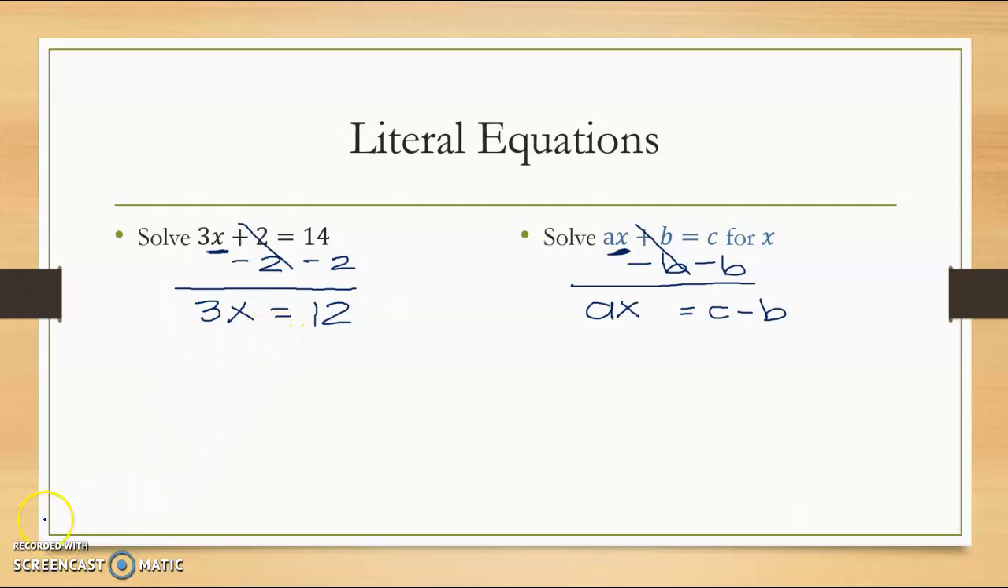Now, we haven't actually gotten x by itself yet. There is one more thing that we need to do to get x by itself. We have to divide both sides by 3, right? This is 3 times x, and we can undo that multiplication with division, right? 3 divided by 3 is going to cancel, and so that leaves us with 12 divided by 3, which is 4.